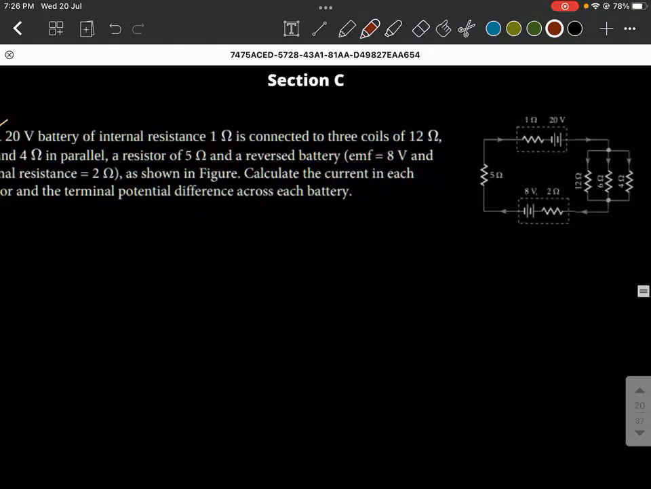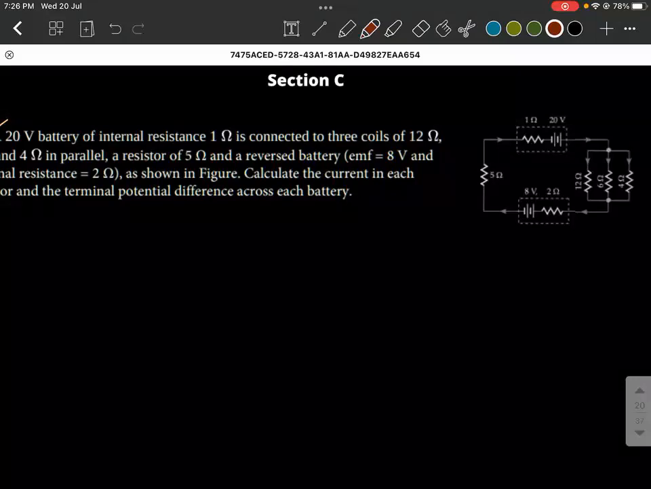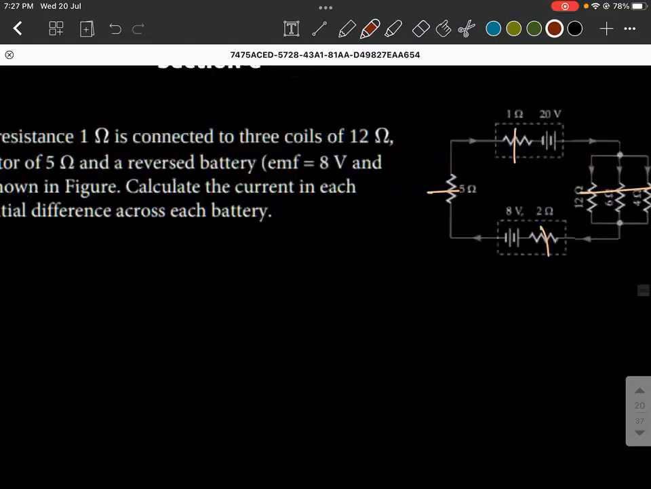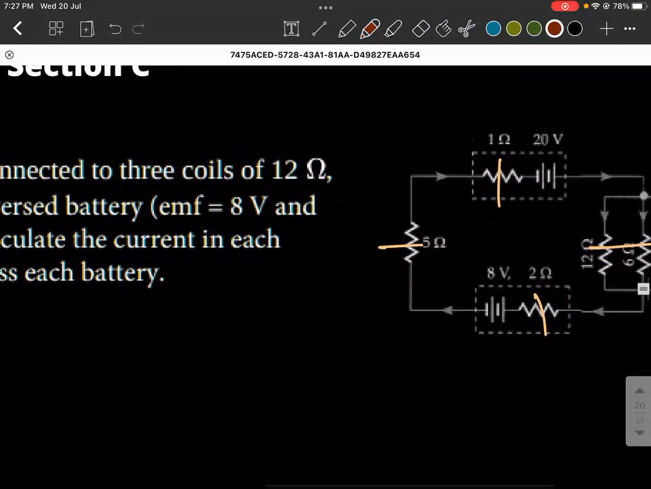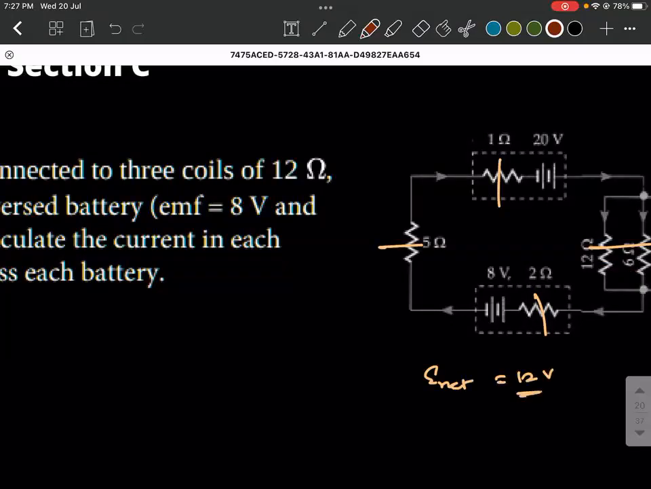So since more than one battery is there, but this is a simple circuit, we can solve it using Ohm's law. First calculate the equivalent resistance here with this, and this. And both the cells, how are they connected? They both are connected in series, but in opposite direction. Very clear. You need to subtract the values. So the net EMF will not be 28, it will be 12. So net EMF will be 12 volt. Find the equivalent resistance and you will get the total current.